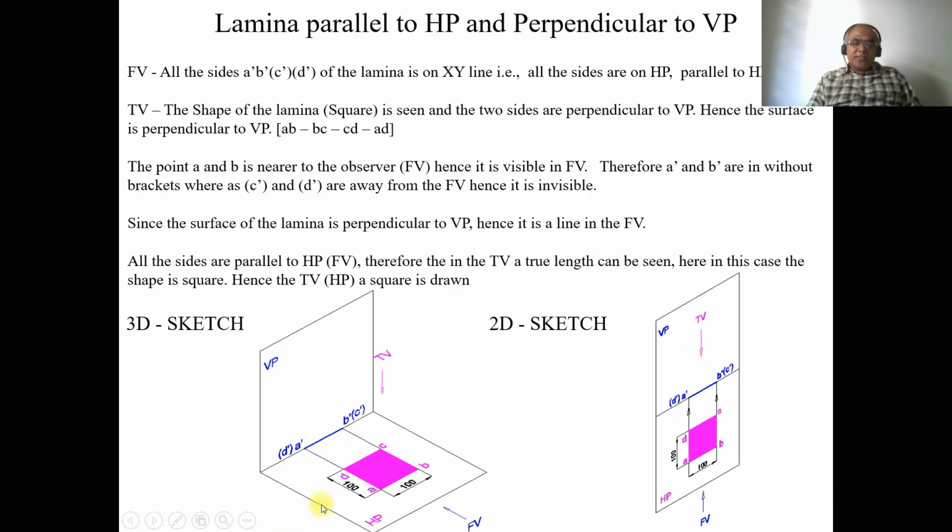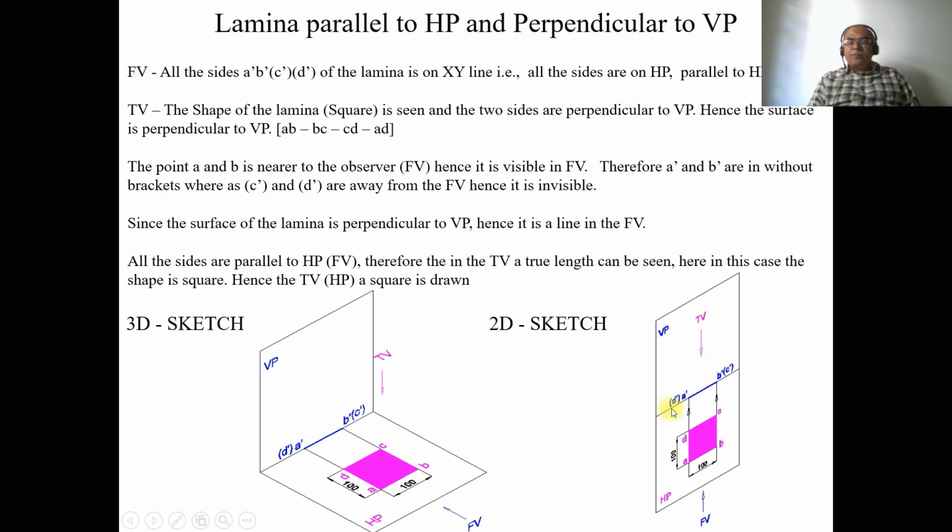Now when you want to rotate this, like what we did in our projections of points in the first quadrant, rotate HP down, then what happens? The top view will come down and the front view will go to the vertical plane, the XY line. So A and B are near to the observer, so A dash B dash is visible. C and D are away from the observer, therefore C dash D dash is invisible.